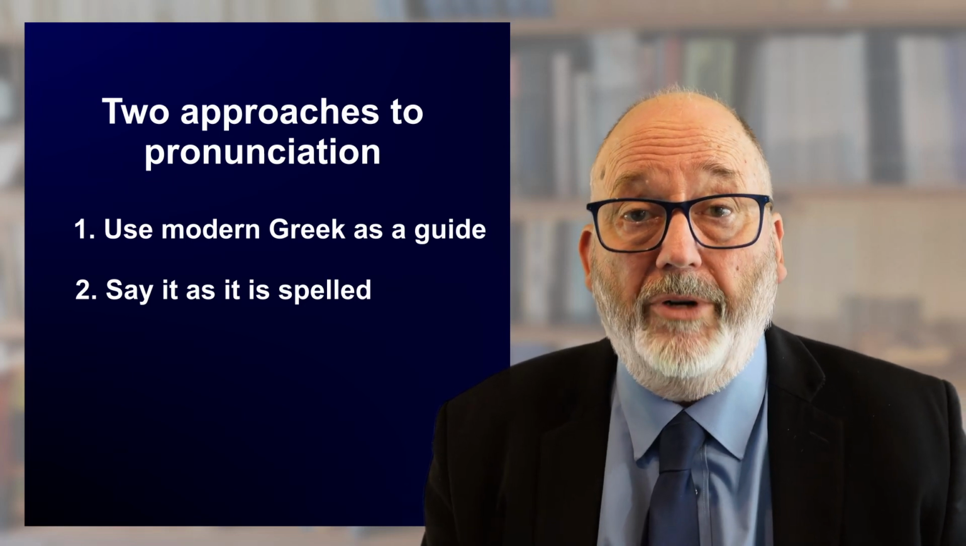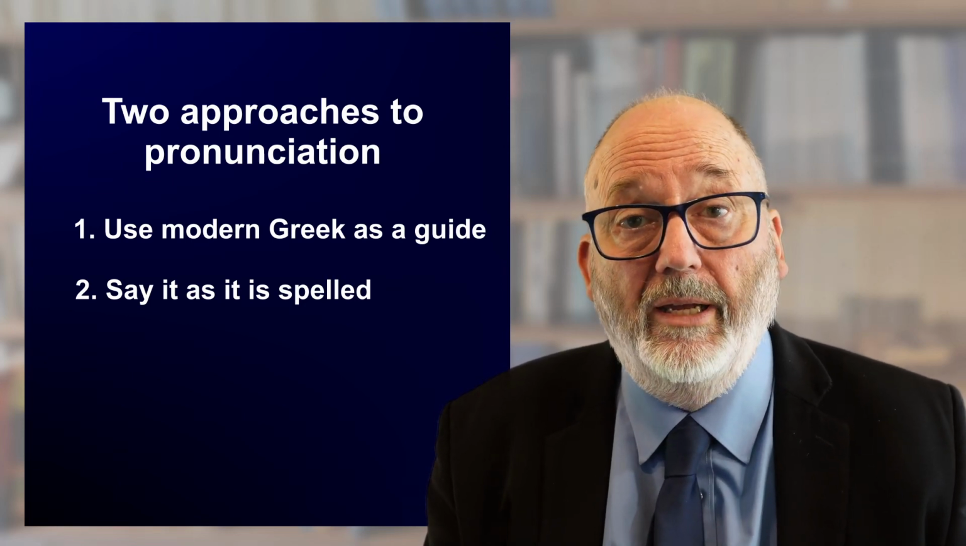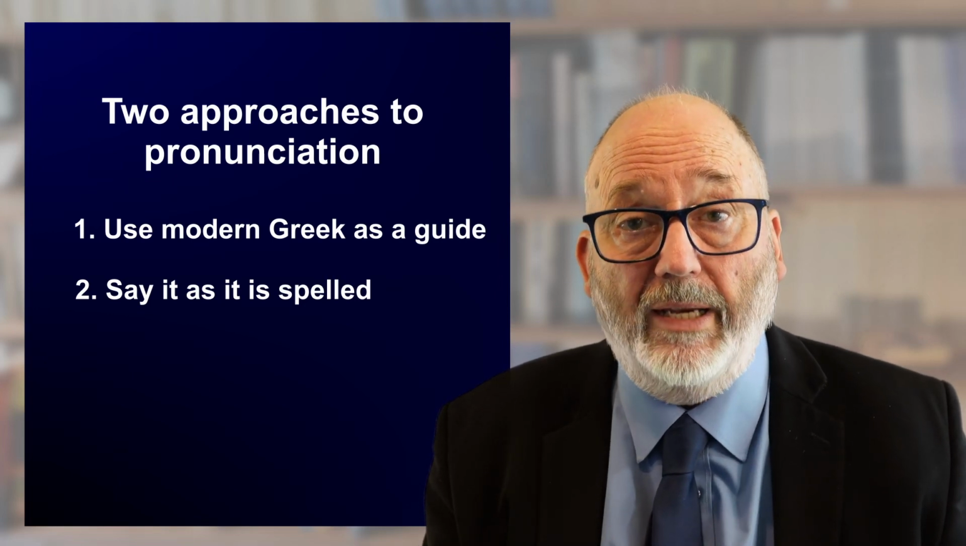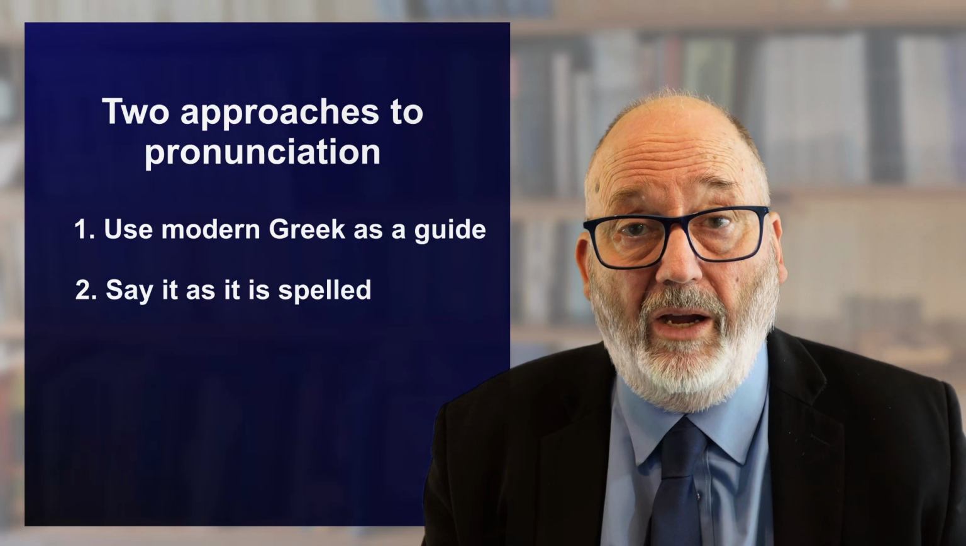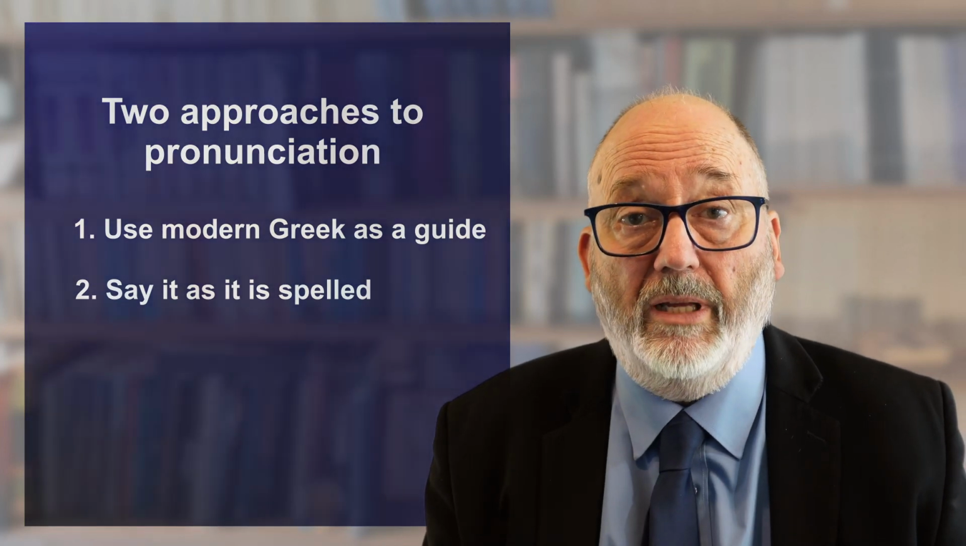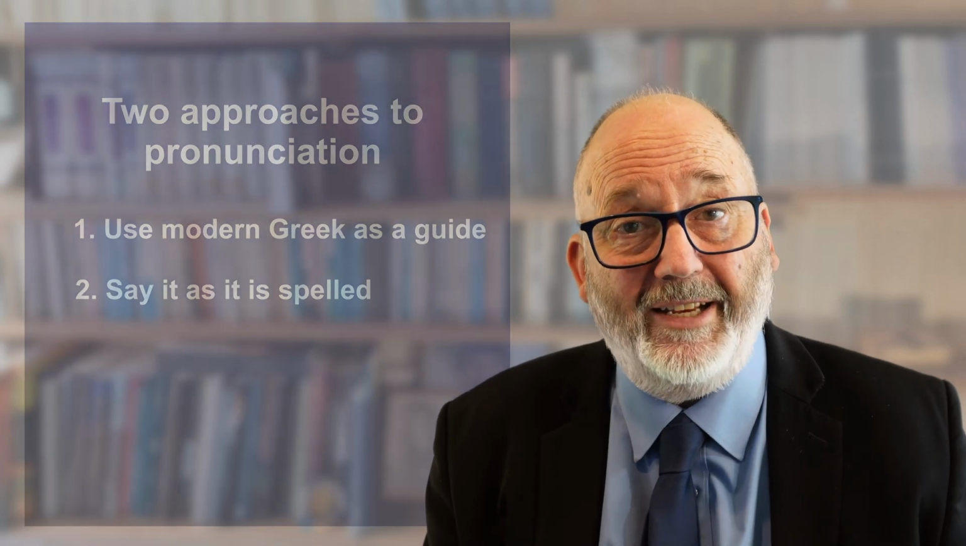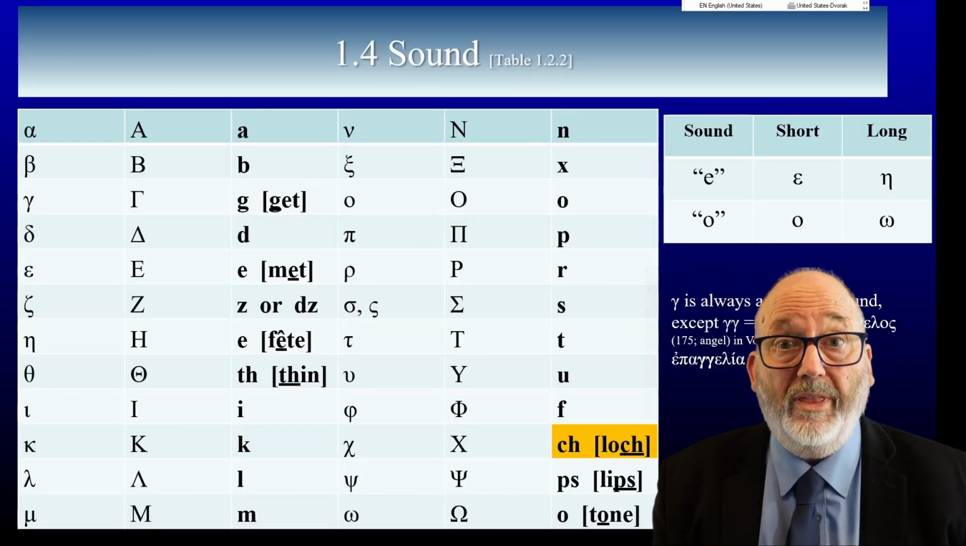Now, in learning to pronounce Greek words in this way, we'll be looking at the individual sounds of each letter, of each vowel, and combinations of vowels like diphthongs, of breathing marks, and of accents. Let's look at each one of those in turn. Let's begin with the sound of each letter.